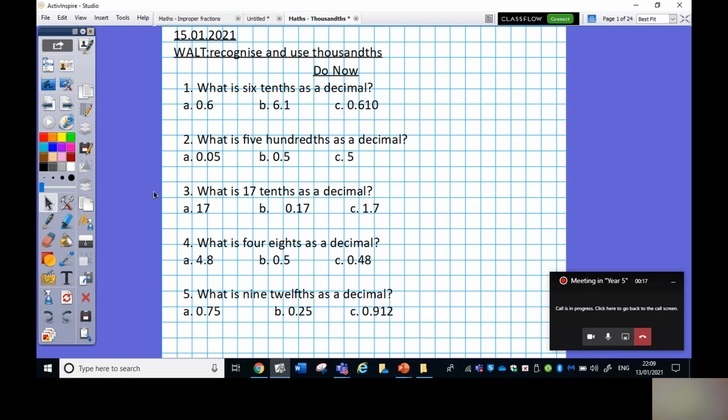I hope you found somewhere quite quiet and you have your pencil and your rubber and ruler, some paper to write on, or perhaps the printout so that you can get on with concentrating for this session. Today we're going to be learning how to recognise and use thousandths. If you're settled, then start the do now. Pause and unpause when you've completed it, and we'll continue with the answers.